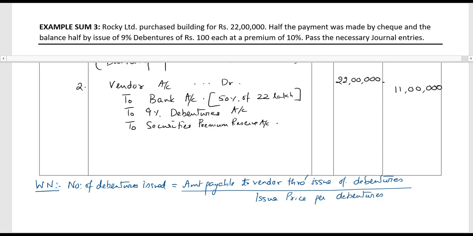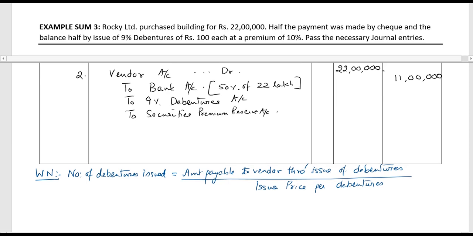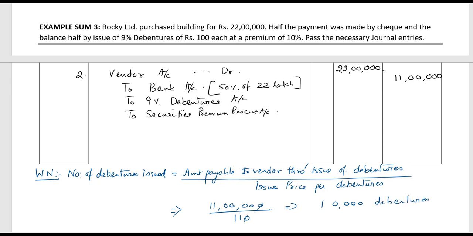Now, out of the purchase consideration of 22 lakh, 50% is payable through issue of debentures. So, that's 11 lakh rupees divided by the face value of debenture rupees 100 issued at a premium of rupees 10, which comes up to 110 rupees. Number of debentures to be issued is 10,000 debentures.